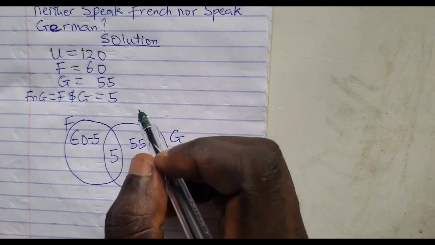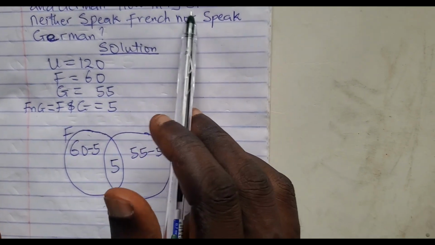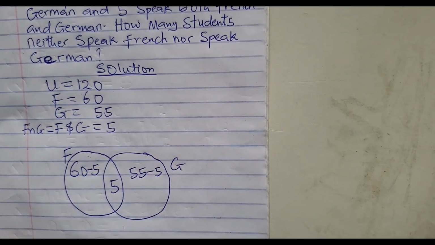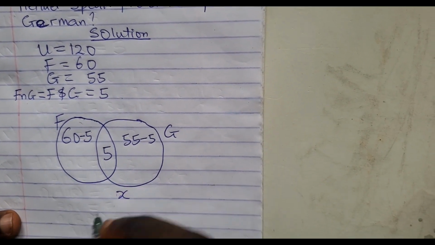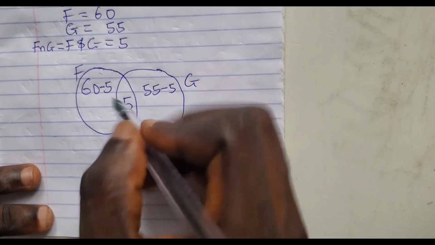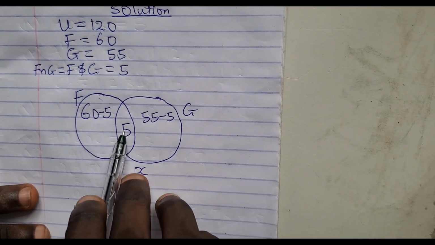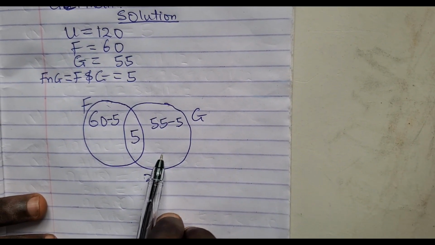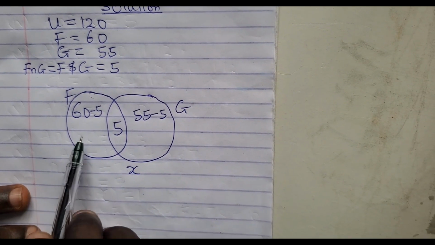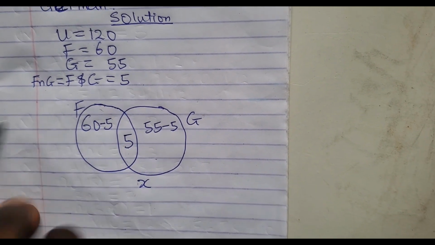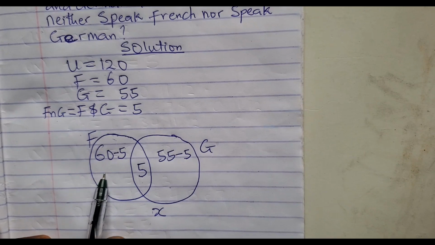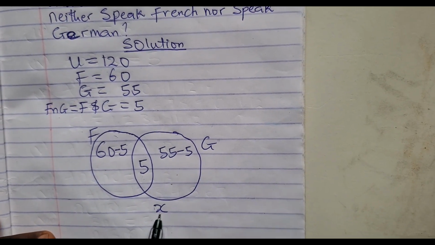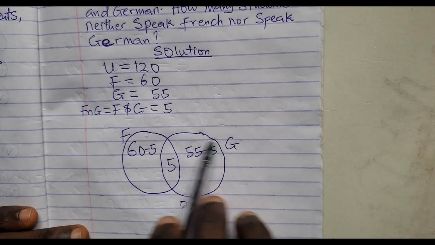Minus 5. Okay, now the number of people who do not speak French and do not speak German will be outside here. Let's represent it as X. Why is it outside? If I put it here, here simply represents the number of students that speak this and this, both of them. Here represents the number of students that speak this, and here represents the number of students that speak this. So it can't be here, it will be outside there. Outside there simply means they do not speak any of these two.